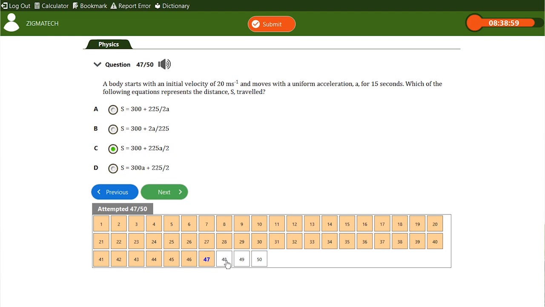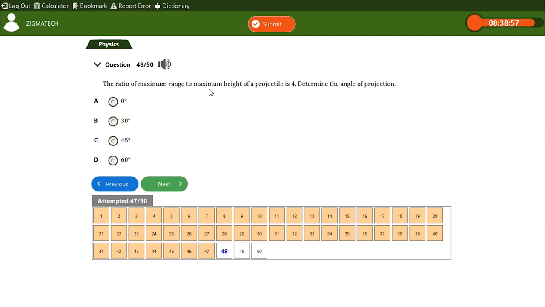Question 48. The ratio of maximum range to maximum height of a projectile is 4. Determine the angle of projection. For us to have a maximum range, the angle must be 45 degrees. So I'm not solving, I'm having 45 degrees. Maximum range must be 45 degrees.